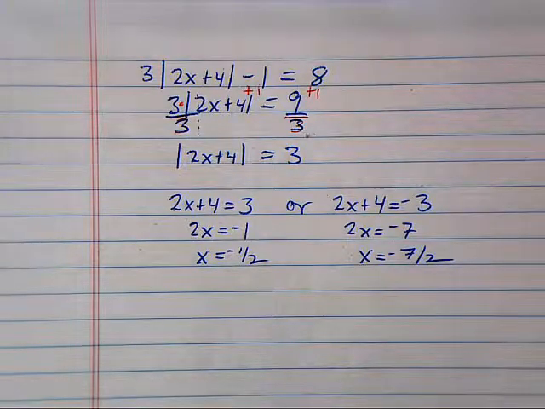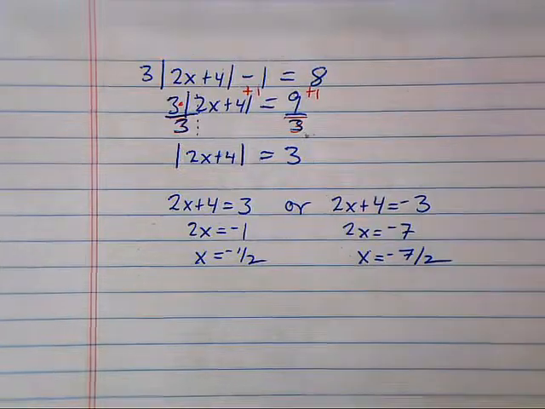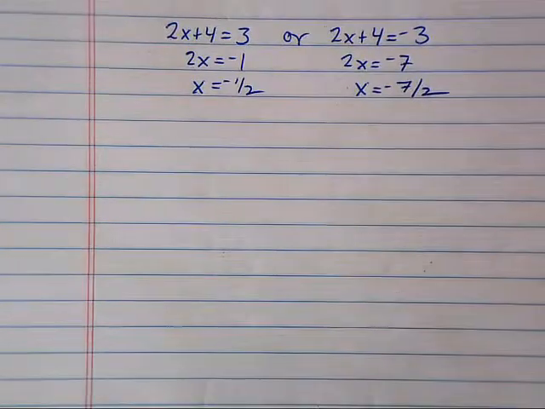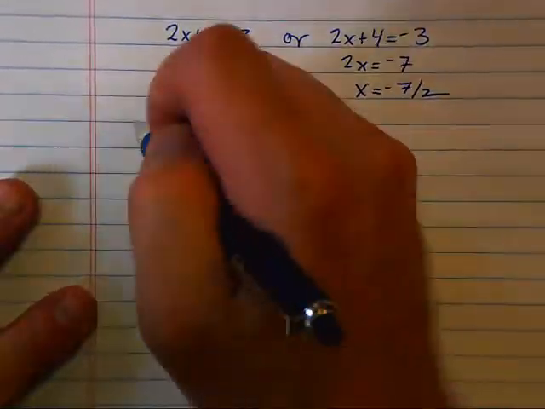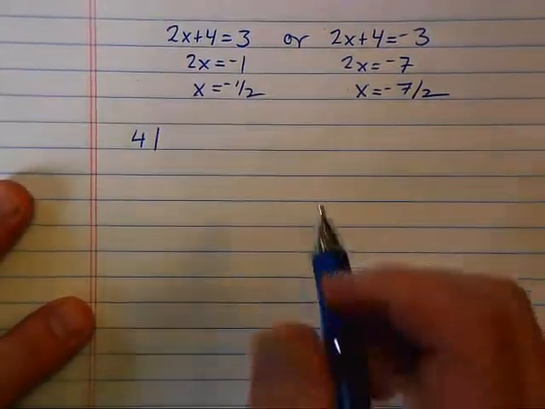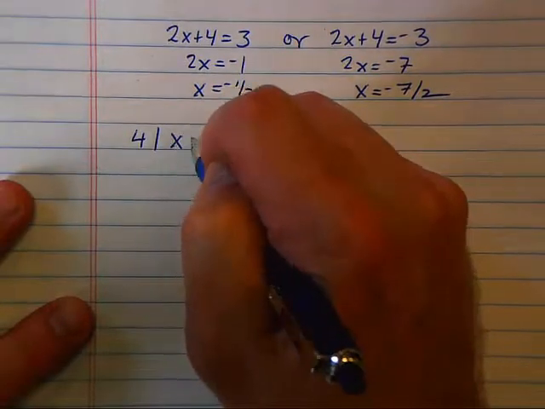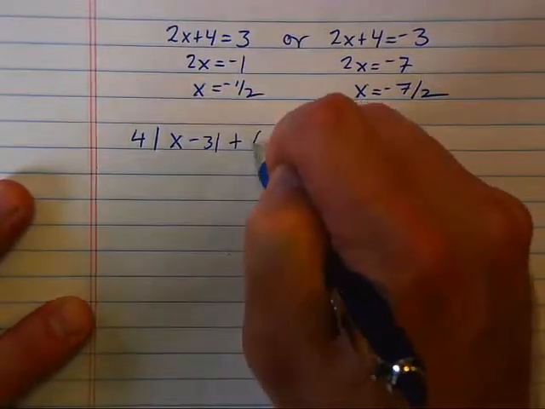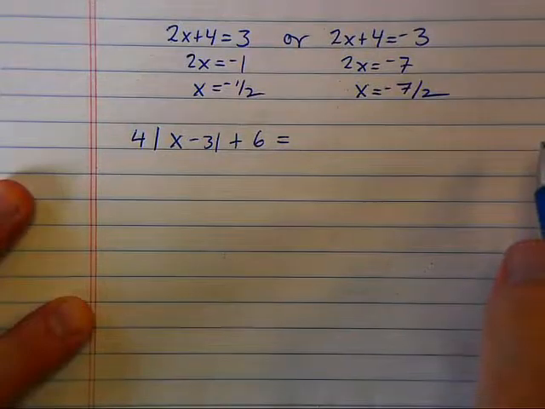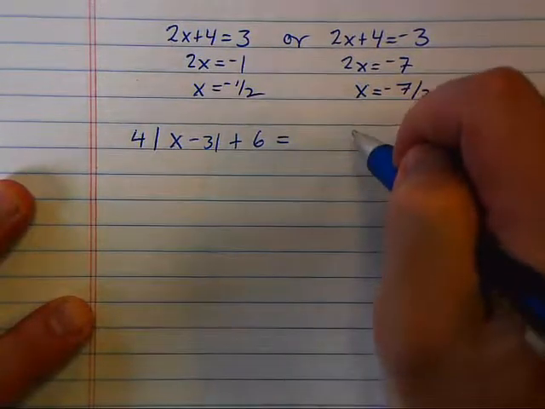What if, when it came to divide by 3 on both sides, it didn't come out with the even number? Then you'd have more fractions to deal with. And that can happen. Let's do that. I'll make one up where that happens. So let's say we had 4 times the absolute value of x minus 3 plus 6 equaled 11.